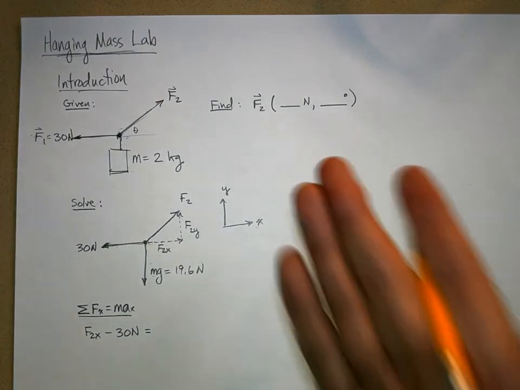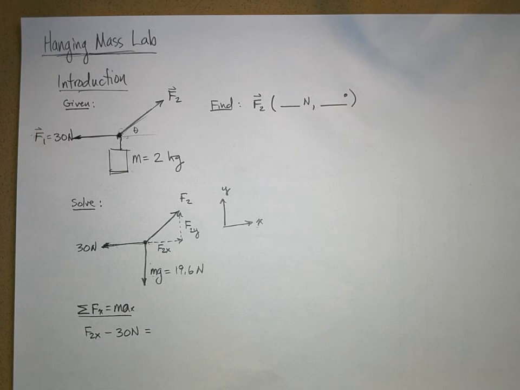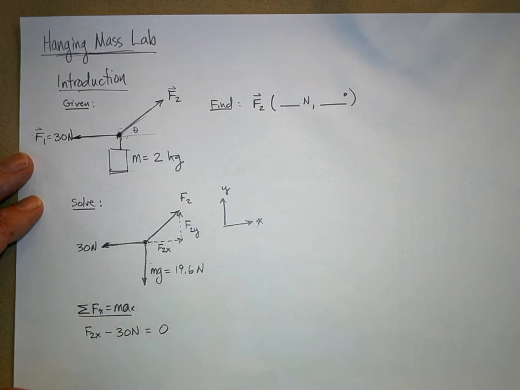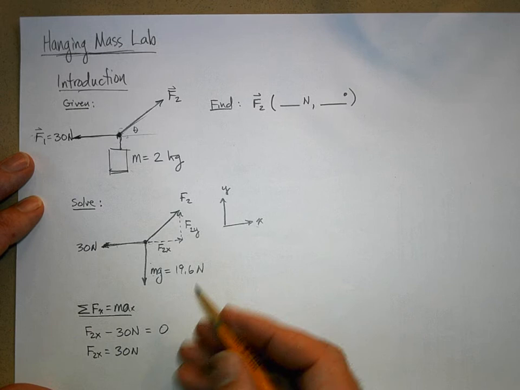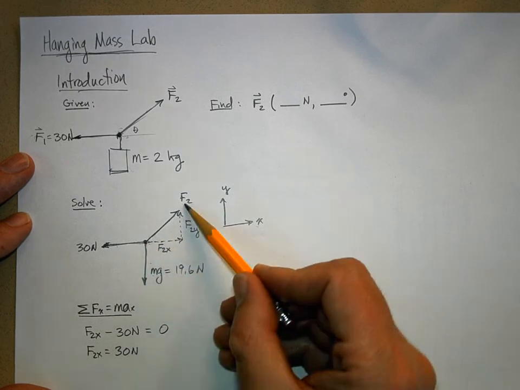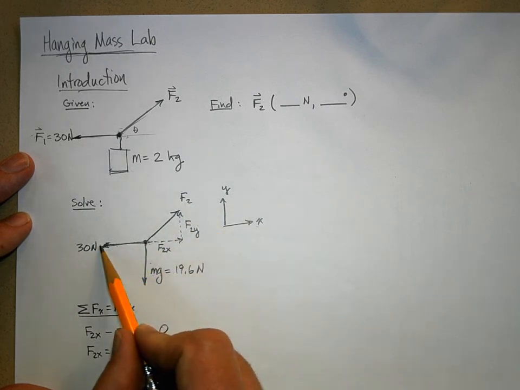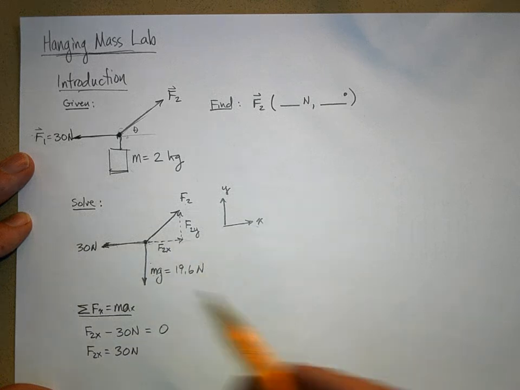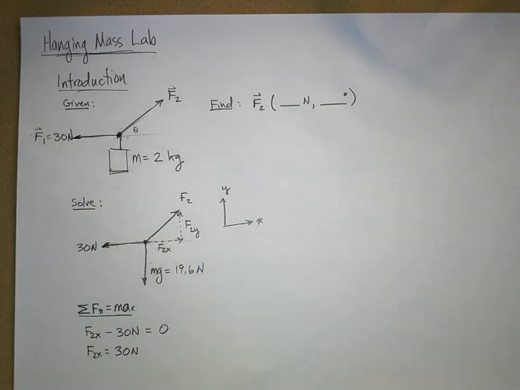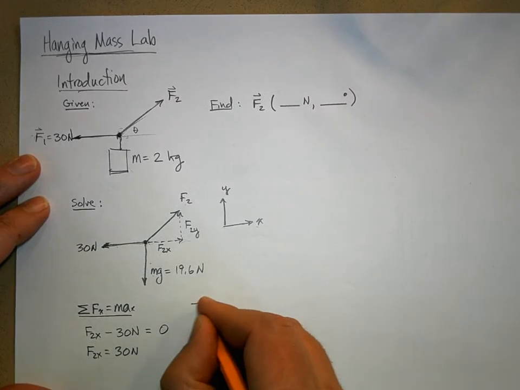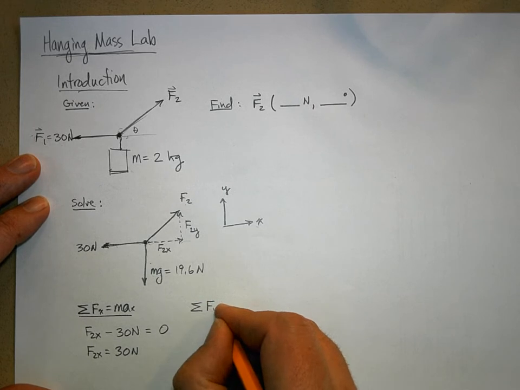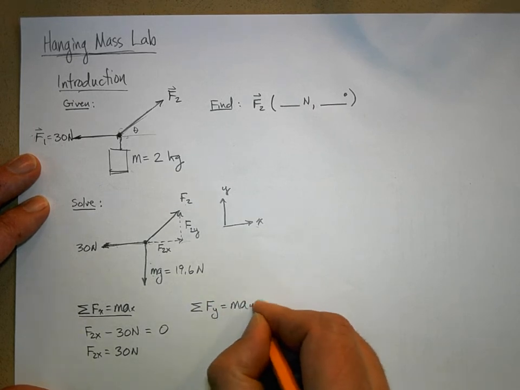Now, what is the acceleration of this mass if it's just hanging there? 0. It's not accelerating at all, so this will be 0. So this tells me F2 in the x must be equal to 30 newtons. So in other words, when you pull up and to the right, you have to basically pull to the right with 30 newtons to keep this thing in equilibrium. Yes? Okay.